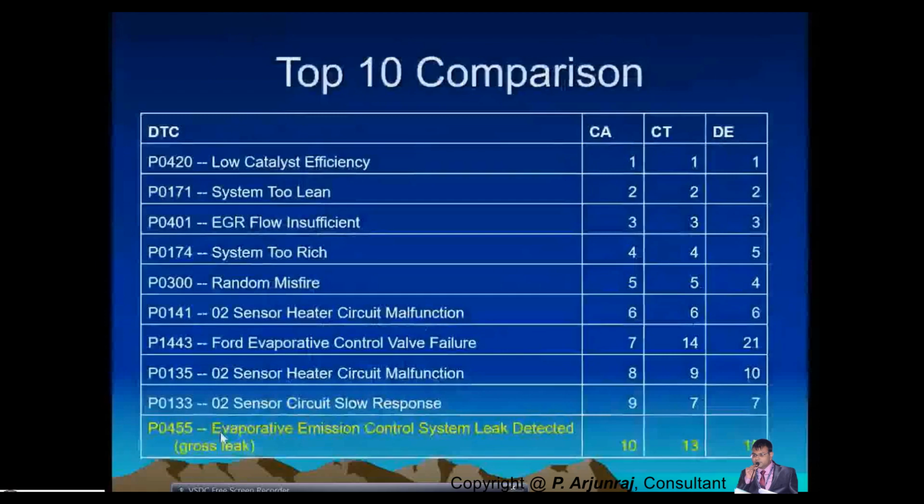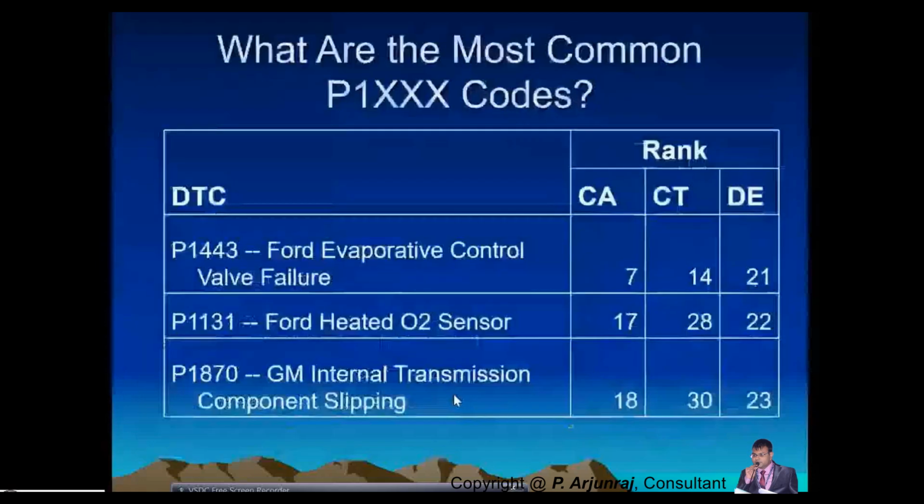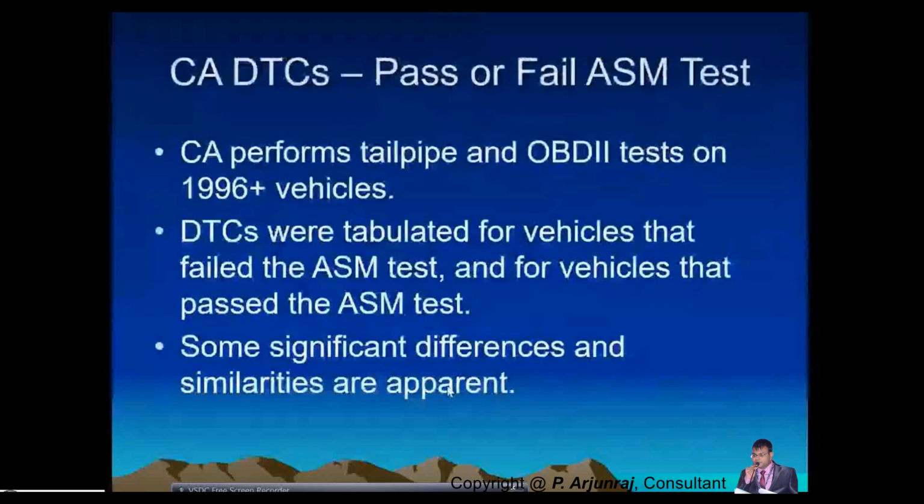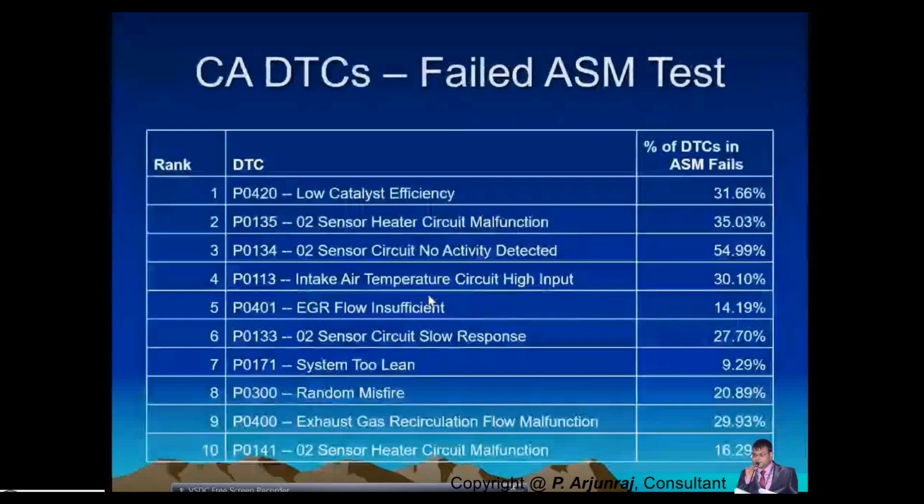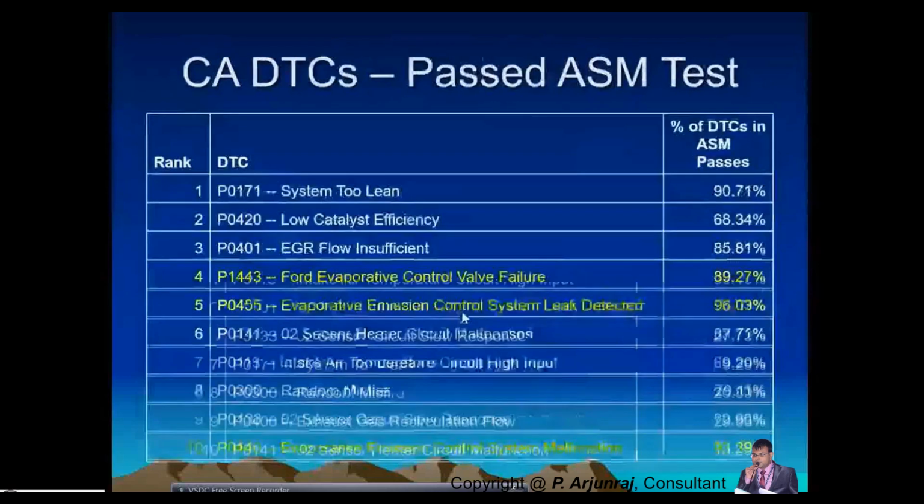So these are some of the comparisons that you can look into. You have different ranks accordingly also. C indicates the performance with respect to the tailpipe, and you can also find out whether the system passes or fails with respect to the OBD2 itself.